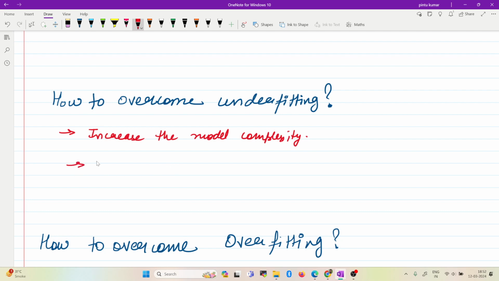Yeah, you can add more features. Yeah, this is also correct. Can we use L2 regularization? That would be to overcome overfitting, not underfitting. Okay. So we can add more features, right? If you add more features, you will have a larger subspace and you can overcome this. Okay. So these two are correct.